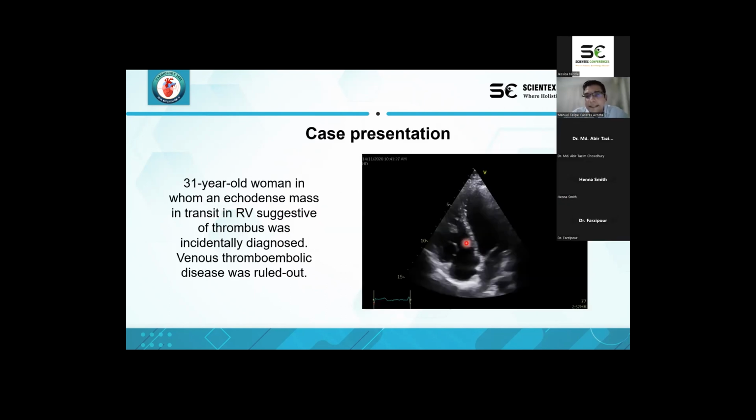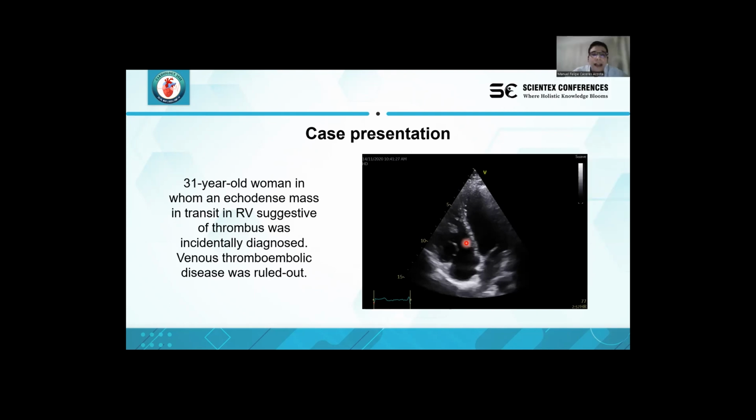Okay, this is the case presentation. It's a 31-year-old woman in whom an echo-dense mass in transit in the right ventricle, suggestive of thrombus, was incidentally diagnosed. Incidentally, because years ago in an echocardiogram in this patient, mitral prolapse was found.